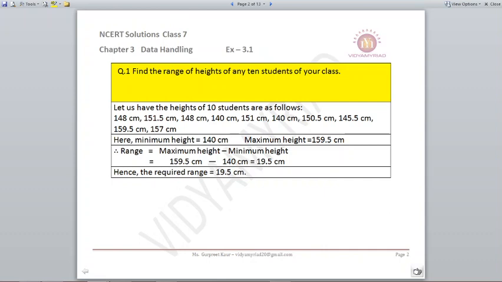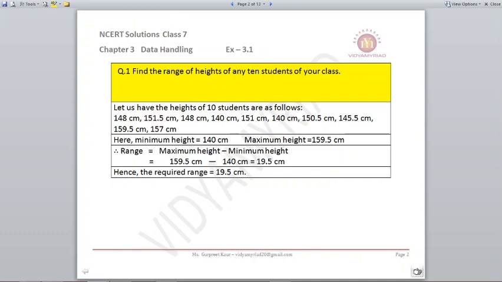Children, here I have just written randomly all the different heights of the 10 students. You can also write as per your choice, or you can ask your friends what their height is, and you need to write down for 10 students. The question is you need to find out the range. Remember children, your range formula is maximum minus minimum. That is your required answer.